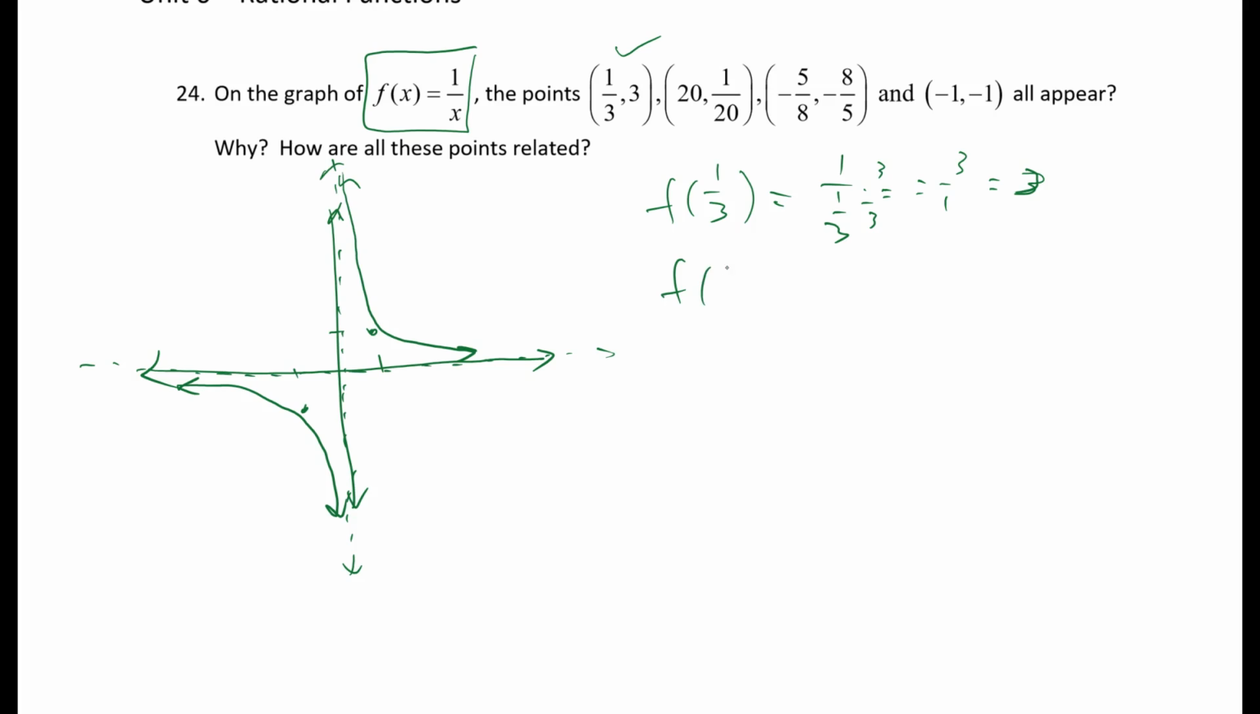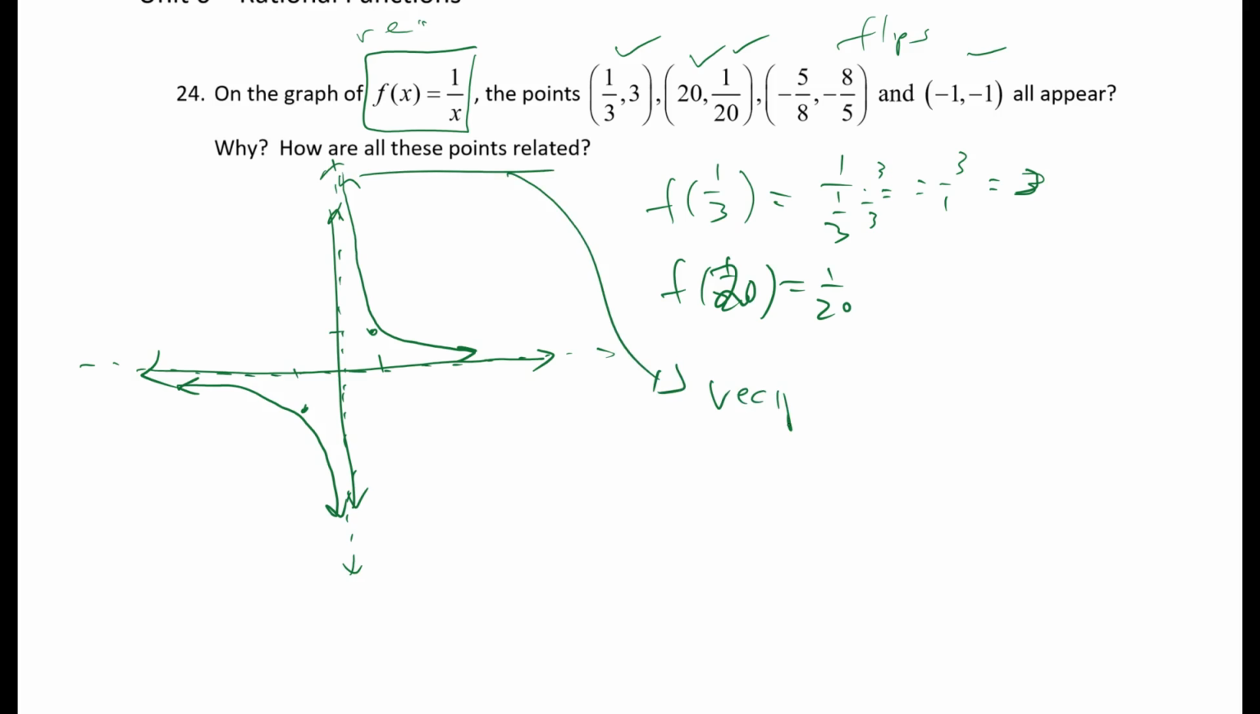And then, if we did one more, f of 20, that just gives us 1/20th. Well, that's already simplified, so 20 gave us 1/20th. You can see that these are all flips, which makes sense because this is the reciprocal function. So yes, all these points appear. And they're all related because they're actually reciprocal pairs.